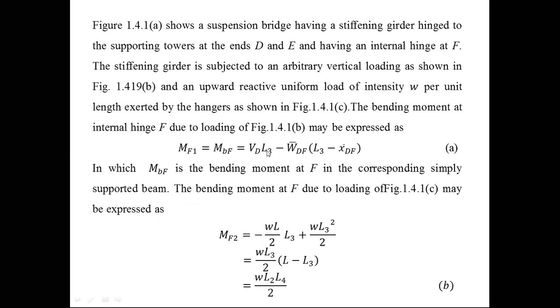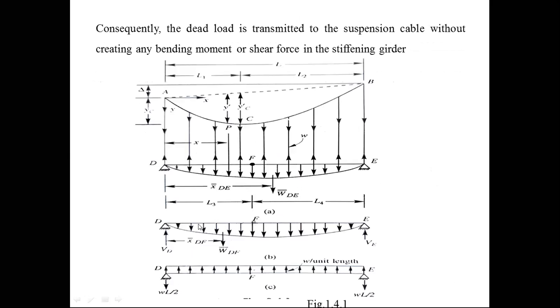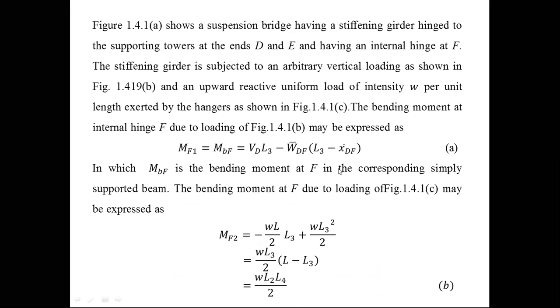So VD into L3, and the gravity load. What is the downward gravity load? Uniform distributed load. So the resultant gravity load is W bar DF, into L3 minus X bar DF. So this is the simply supported beam. MBF is the bending moment at F corresponding to the simply supported beam.